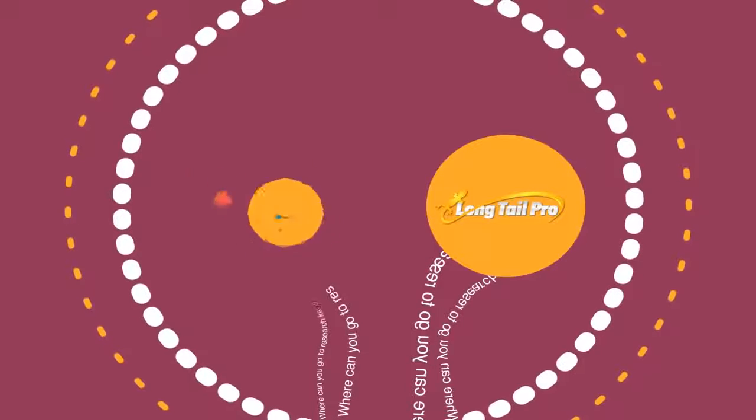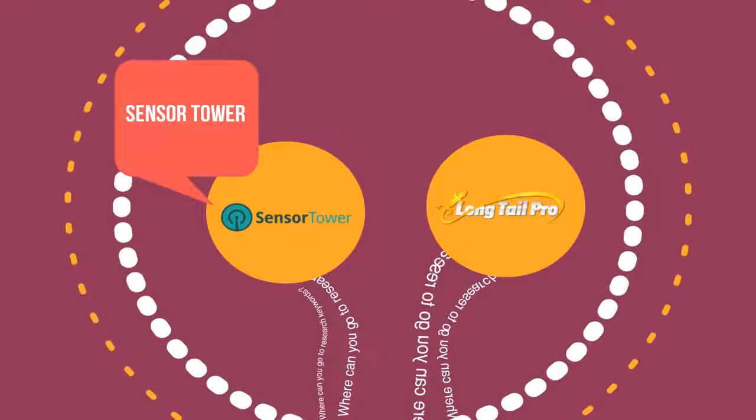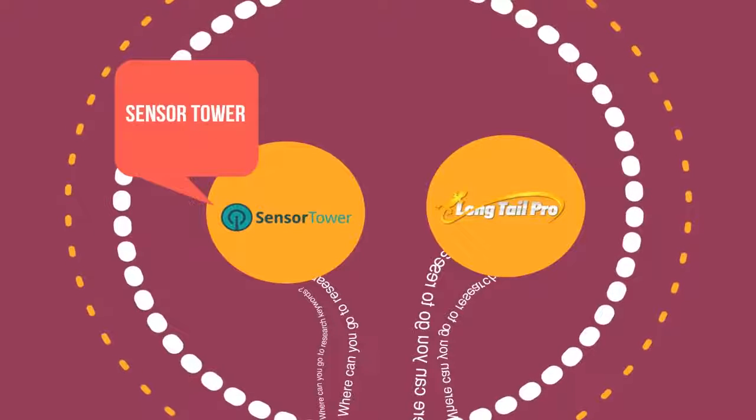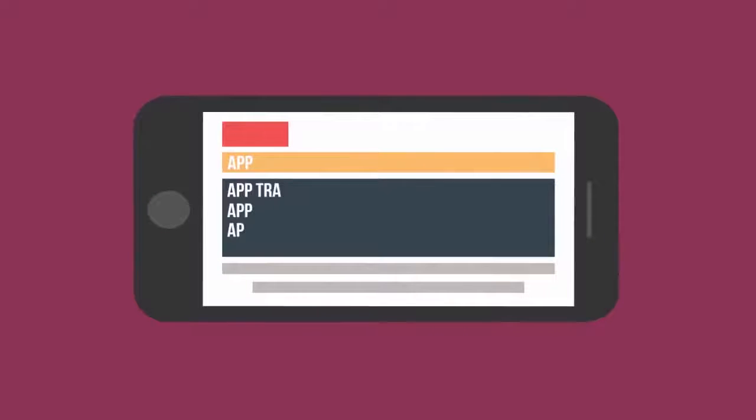Another great tool is Sensor Tower. It's great for finding keywords your competitors are currently using. And last but not least, there's the App Store itself. Start by typing your keyword into the App Store search bar, and the most popular searches will appear underneath, to give you an idea of what terms to use.